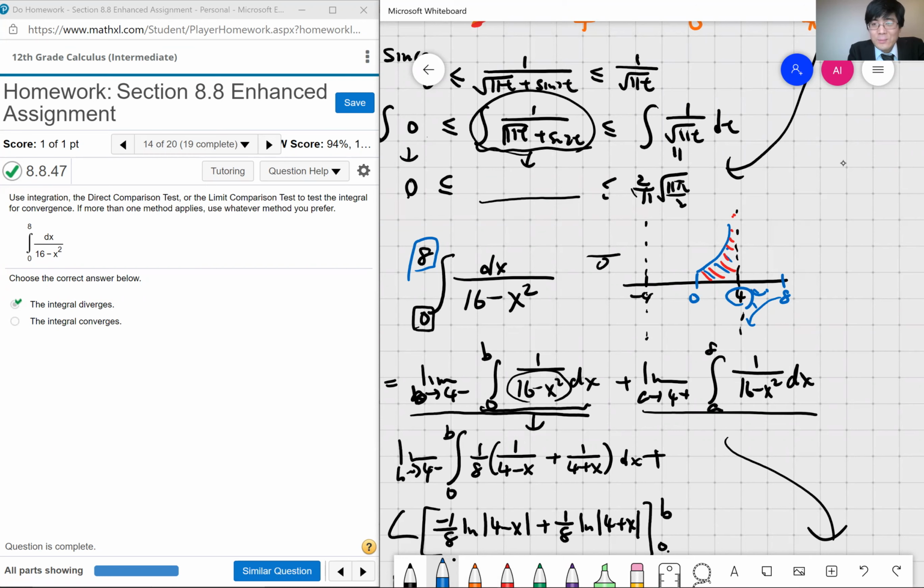You don't need to do this part, because in order for this to be converging, we need this limit to be convergent and this limit to be convergent as well. Since this is diverging, the entire integral must be diverging.